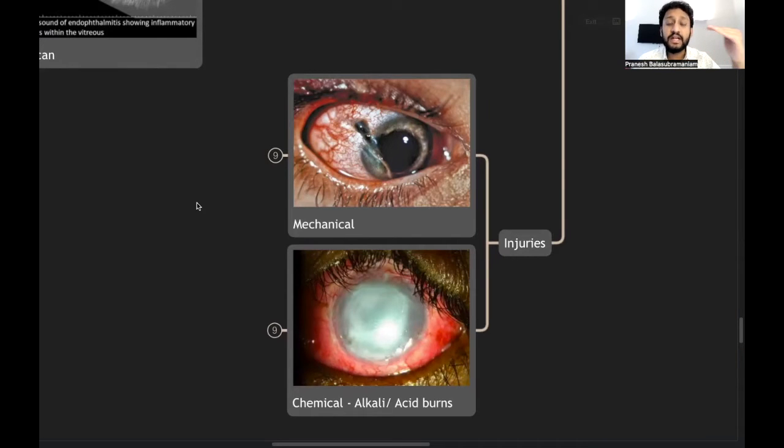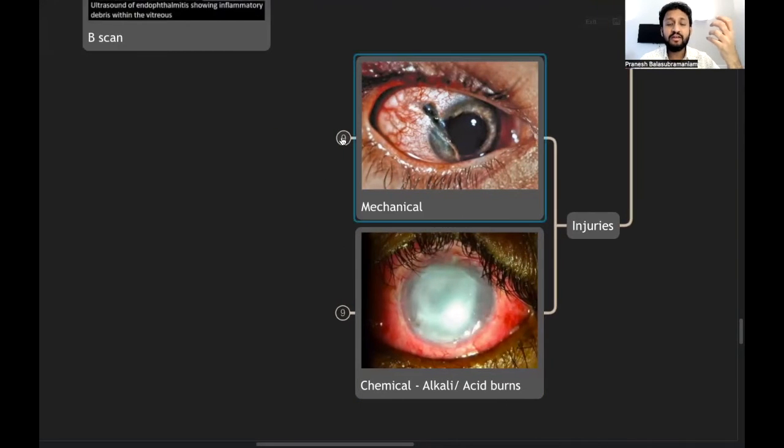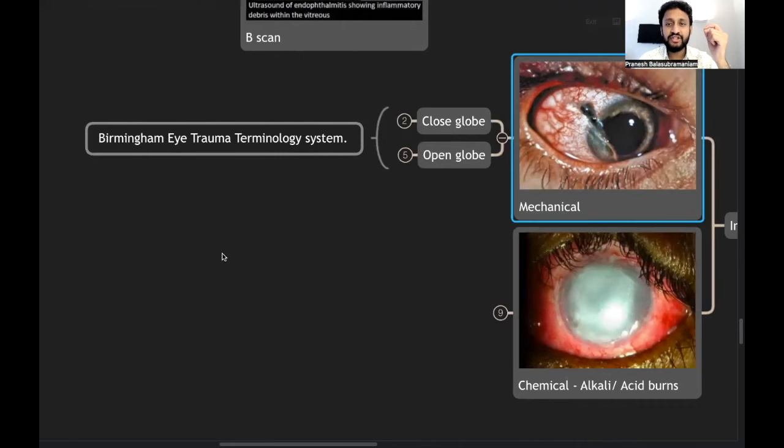As far as injuries are concerned, they can be either because of a mechanical trauma or because of a chemical injury. Mechanical trauma can be either because of a sharp instrument or because of a blunt instrument. So you can have a sharp trauma or a blunt trauma. This is an important classification which every resident should know.